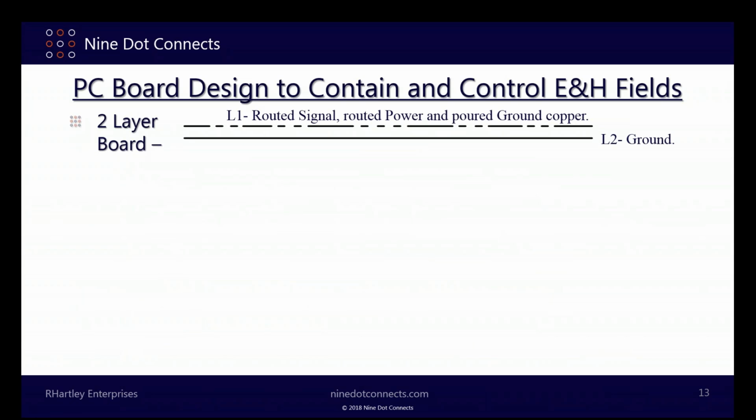Let's take for an example a 2-layer circuit board. Looking at it from the side, you have layer 1 with routed signals. And let's imagine that this is an RF board, a 1 or 2 gigahertz RF board. So it'll have routed power, and it'll have poured ground copper on the remainder of the top side of the board. Layer 2 will be a solid ground plane. This is pretty typical of how microstrip type RF boards are set up. Layer 2 is ground. Layer 1 is some ground, routed power, routed signals.